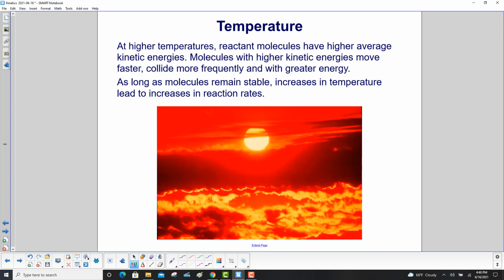At higher temperatures, reactant molecules have higher average kinetic energies. Molecules with higher kinetic energies move faster. They collide more frequently and with greater energy. As long as the molecules remain stable, increases in temperature lead to increases in reaction rates.